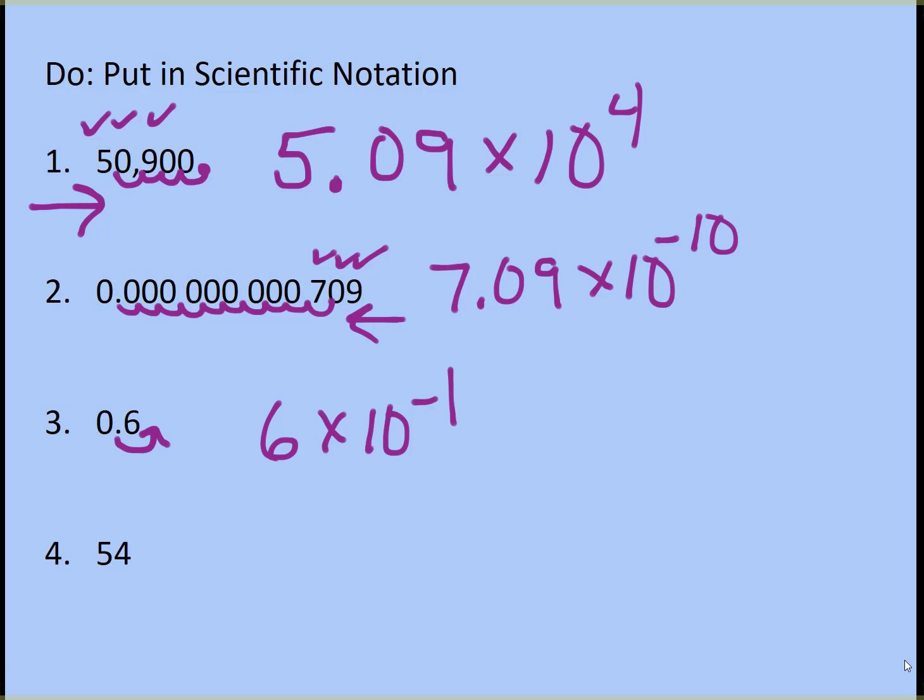And let's do the next one. So I'm going to move the opposite direction. So 5.4 times 10 to the 1. So sometimes you see it like this. I think it's just easier to write 54, but there is 54 written in scientific notation.